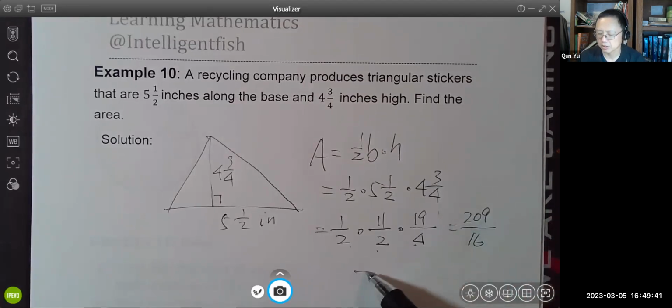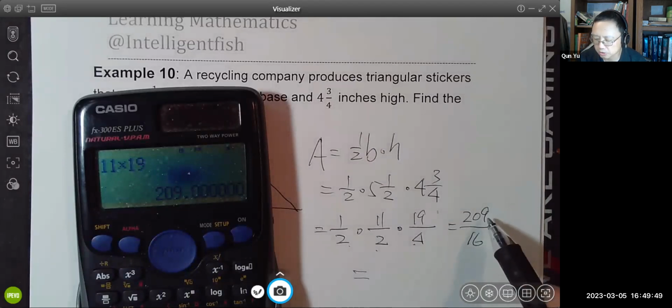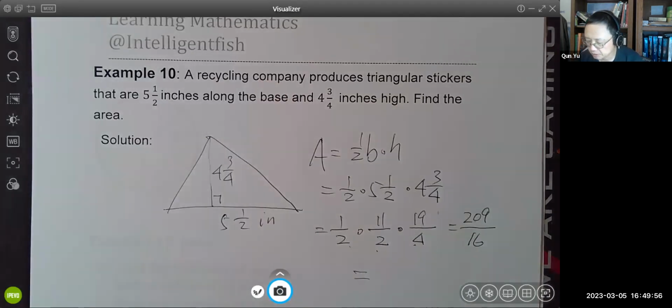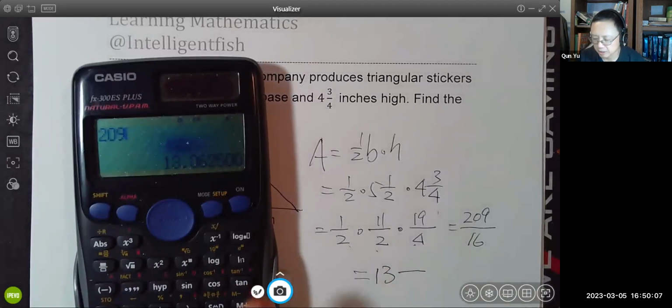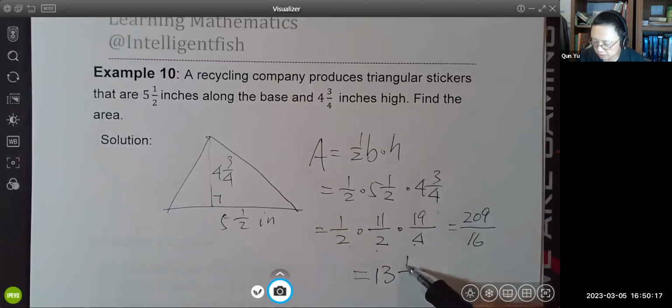Then we write our answer as a mixed number. If you want to get a quick whole number, just use 209 divided by 16 using a calculator. We got 13. How do we get a remainder? Very easy. It's just 209 minus 16 times 13. So the remainder is 1. So that's 1/16.